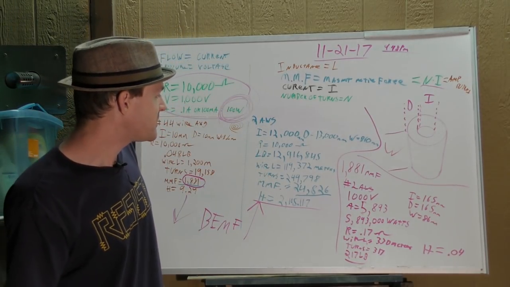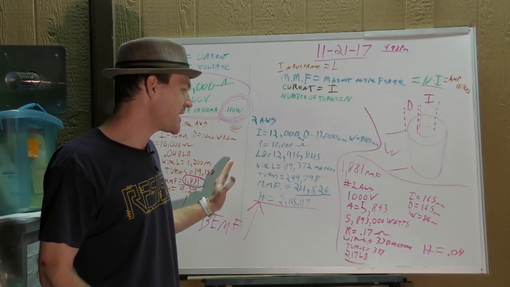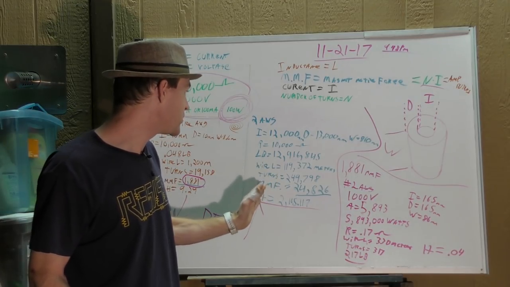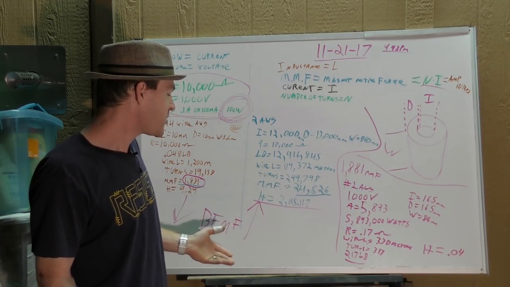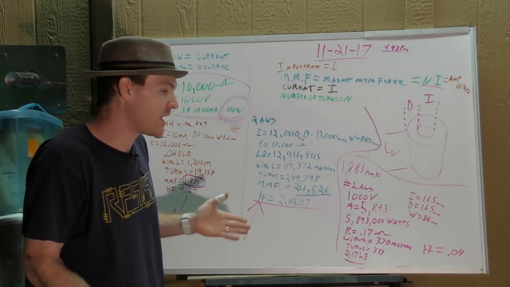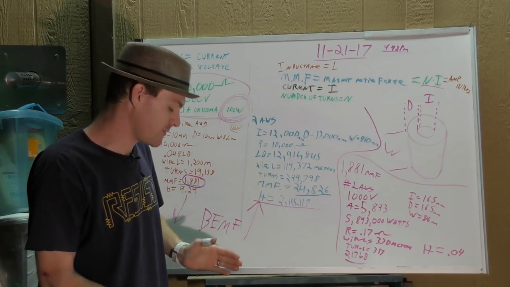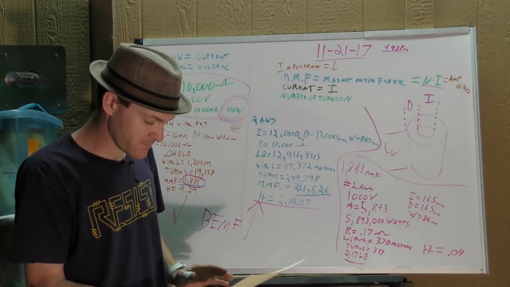So what does that mean? That means current isn't the thing that makes the magnetic field here. This is proving that to you. 100 milliamps in this big of a coil, and you're getting this big of a field. No, current isn't what's doing it. Current aligns the atoms. Voltage pushes it out, even in a wire that big.